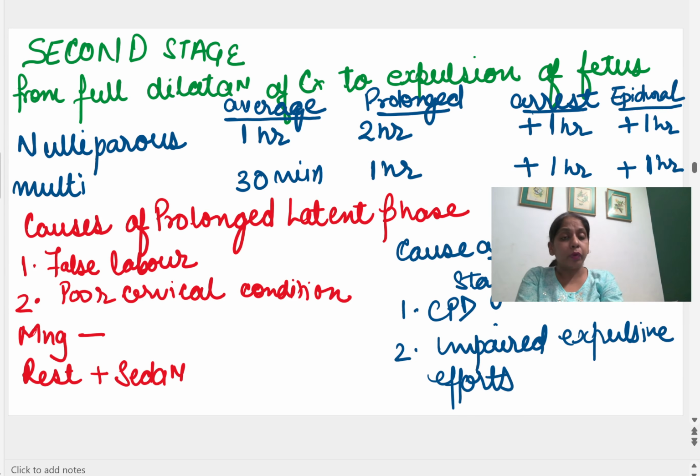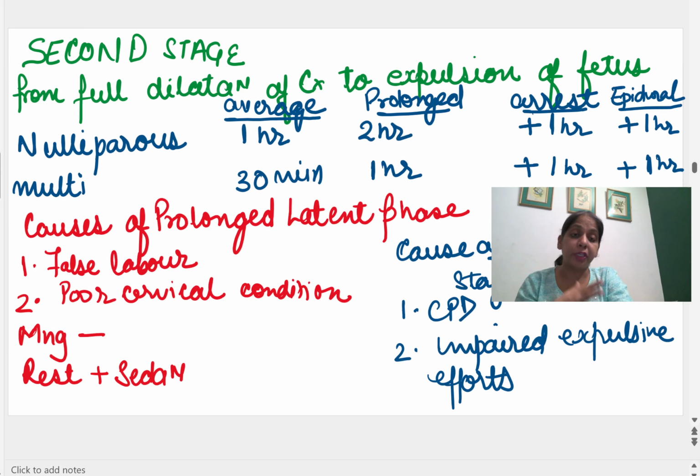So how we will rule out? We are going to give rest and sedation to the patient, and thereby we will rule out. अगर rest और sedation देने के बाद उसको pains नहीं जाती हैं तो it means they are true labor pains. ठीक है. So then we should induce it. इस पे question नहीं आया पर आ सकता है.